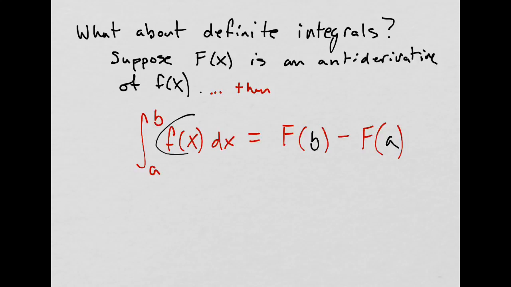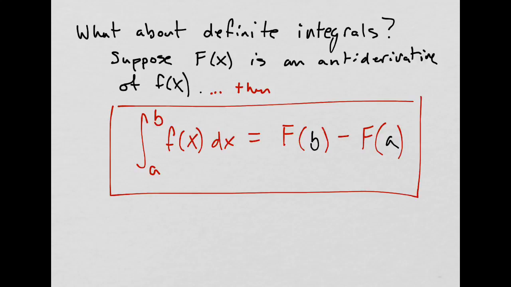So this is how you evaluate definite integrals. You get the antiderivative, and then you plug in the top value, usually the bigger value, though not necessarily, and then you subtract what you get when you plug in the bottom value. You need to see an example. This is super important. You need to know this. It's how you evaluate definite integrals.